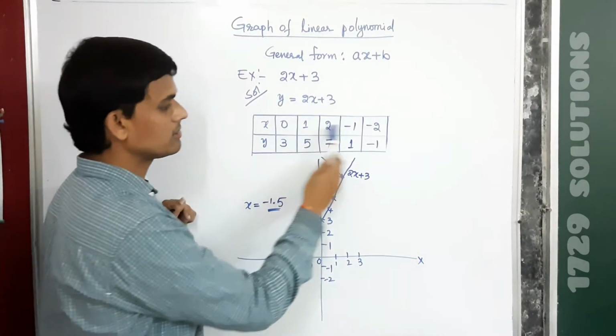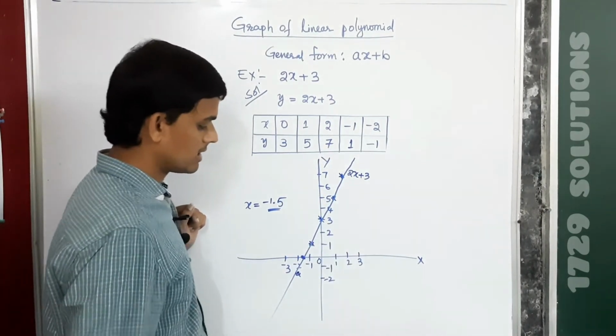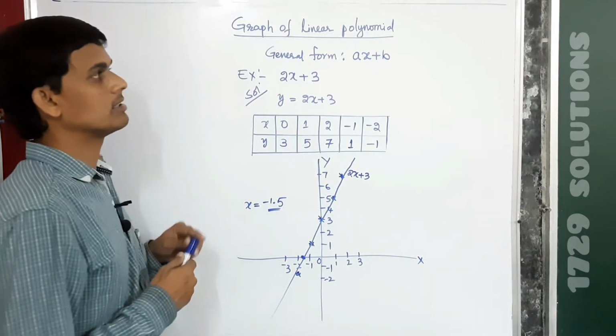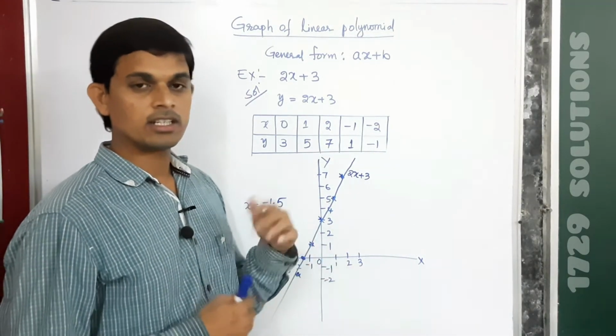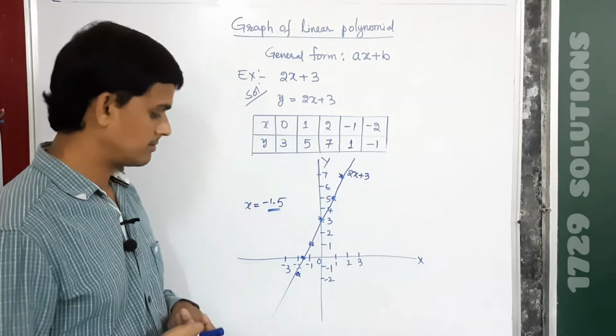You can take any values, draw the graph properly, you will get a straight line. So the graph of this linear polynomial is a straight line. The graph of a quadratic polynomial is a parabola. Okay children, check this.